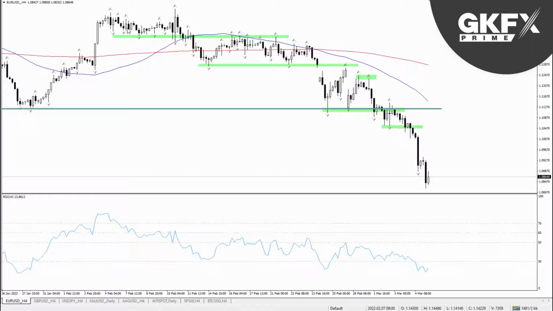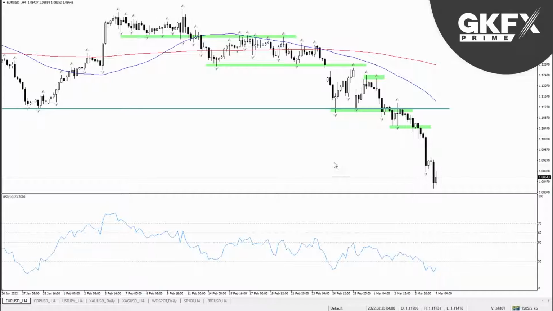So we put in the double top here, the resistance held at that point, then we gave way to support. That support then became resistance, which held. We were in this sideways range, the support gave way, the resistance held, and then the support held temporarily but gave way, resistance held, and we've tumbled lower. So very much a downtrend in place.